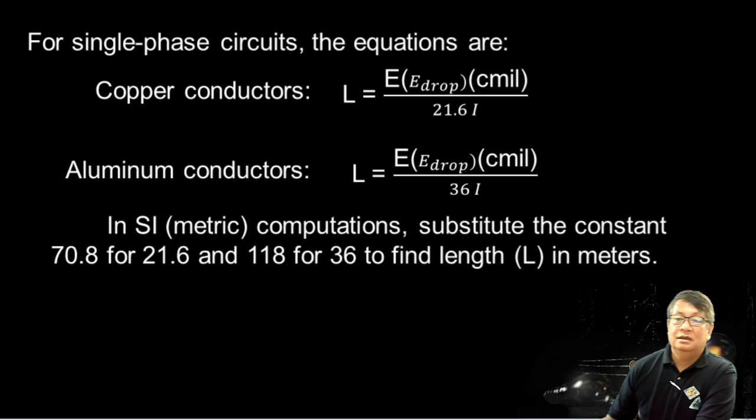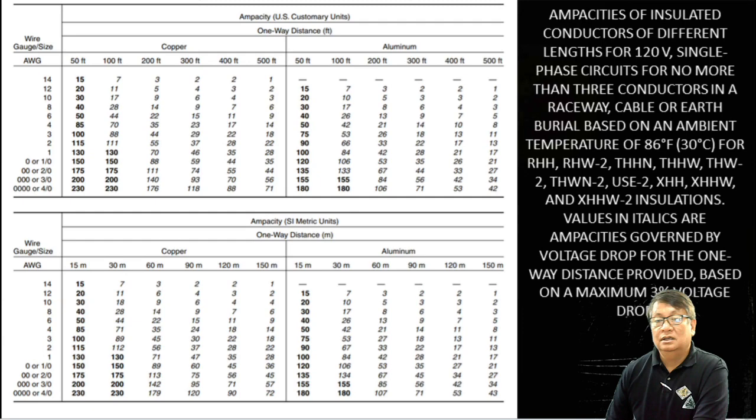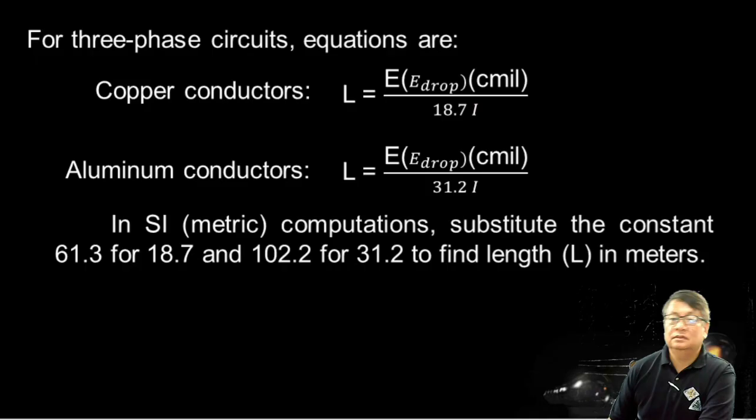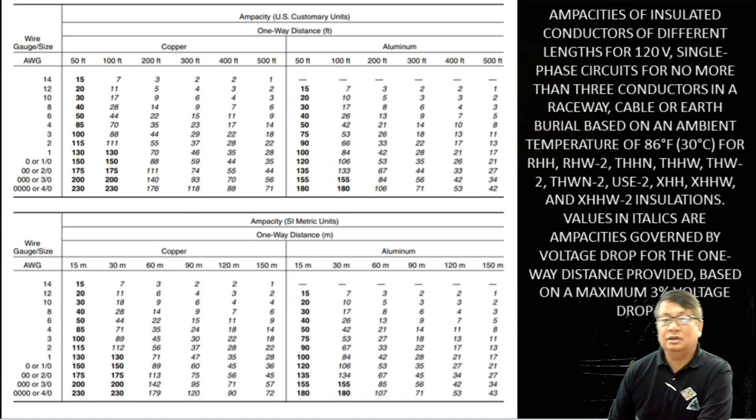Okay, so we have this for single phase. We have this equation, copper length is equal to E over E sub drop, circular mils, 21.6. Okay, so we have all this solution. Another table here is the ampacity of the insulated conductors. So, just review this ampacity.